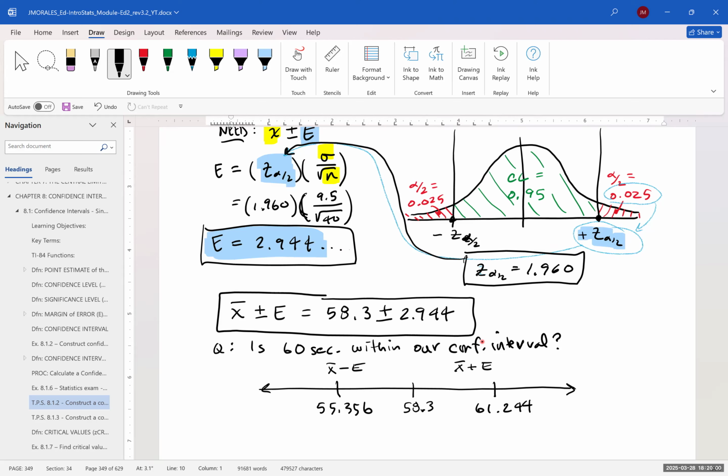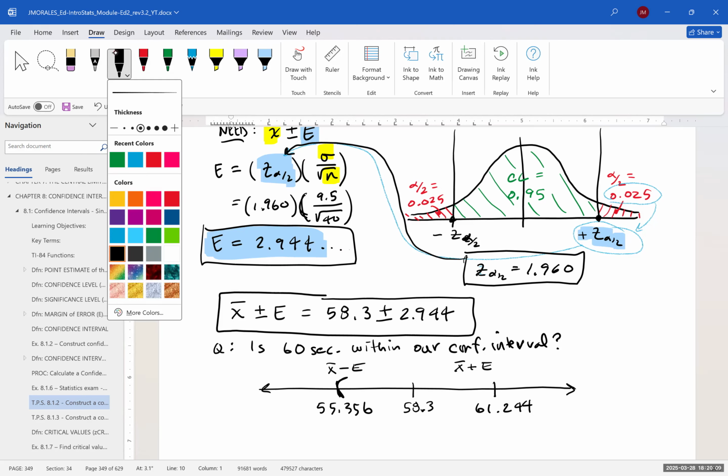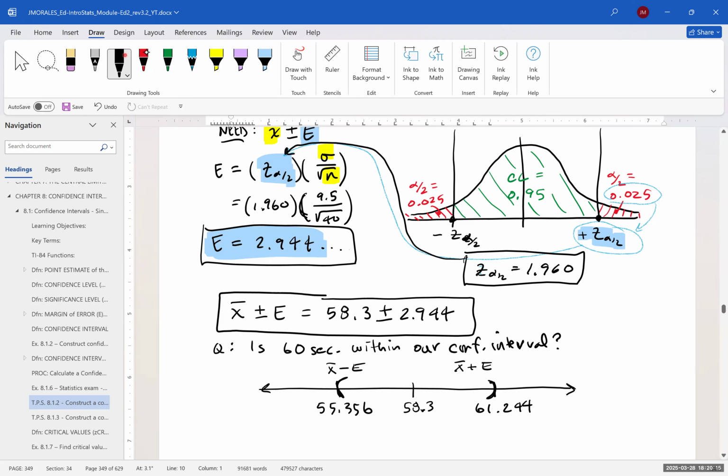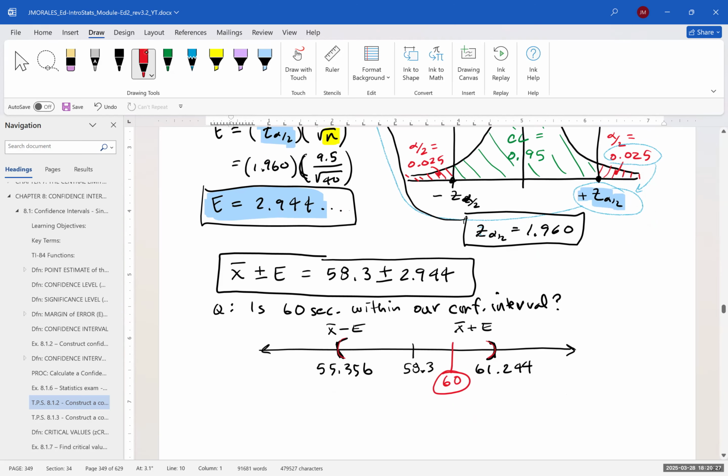And so where is 60 seconds within this interval? Okay, so where is 60 seconds? Well, 60 is going to be between 58 and 61. So you can see 60 is within our 95% confidence interval.